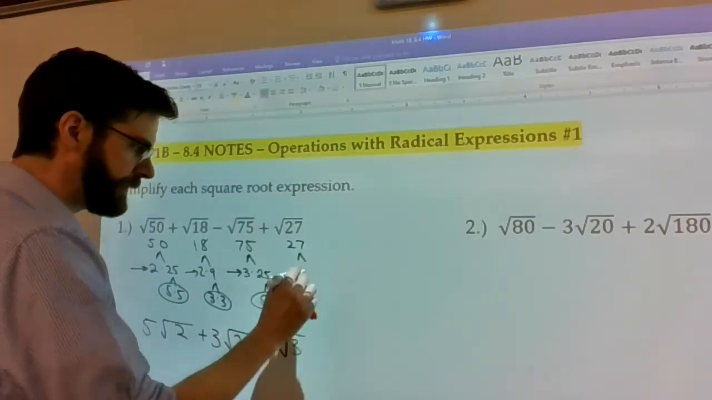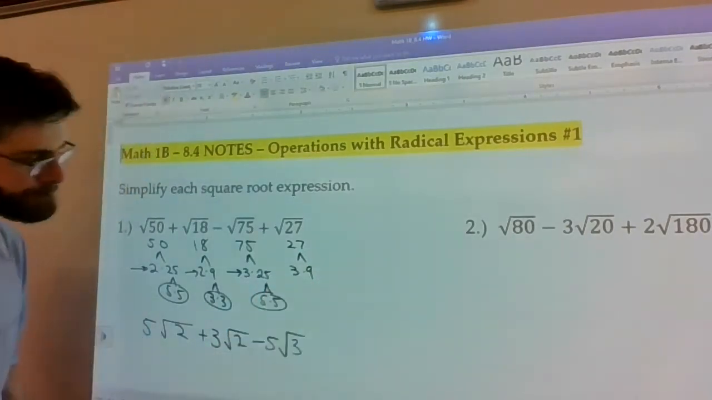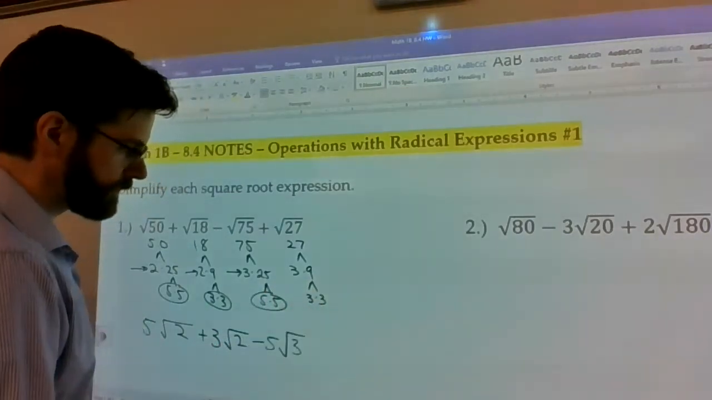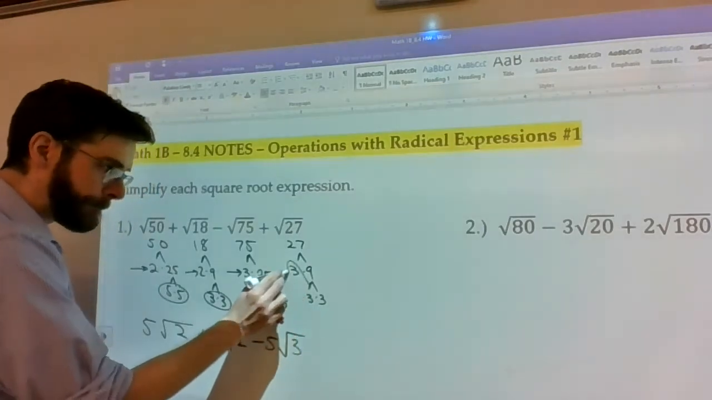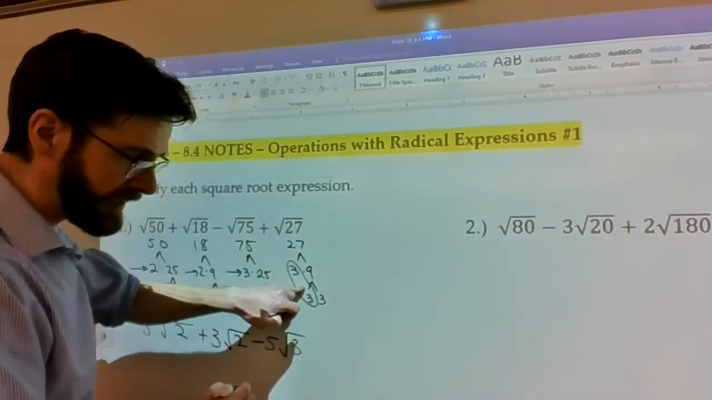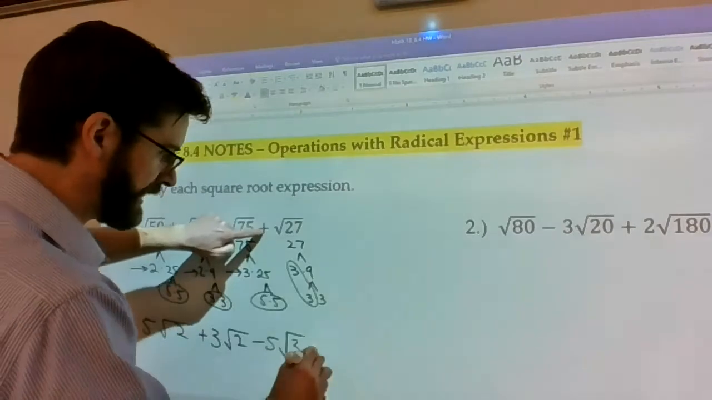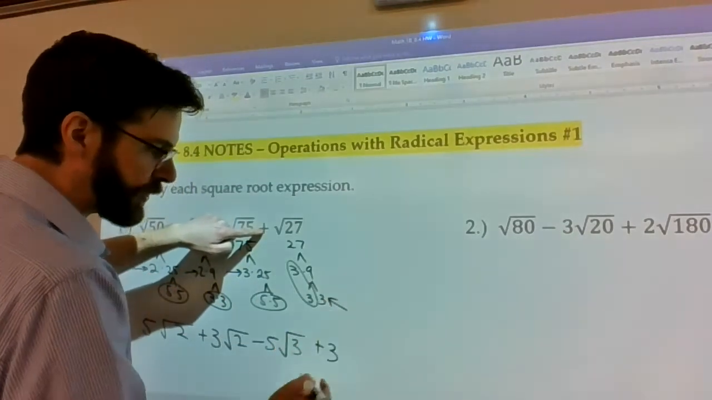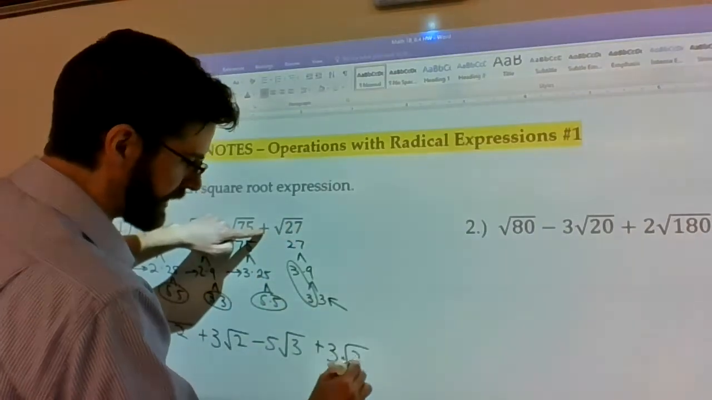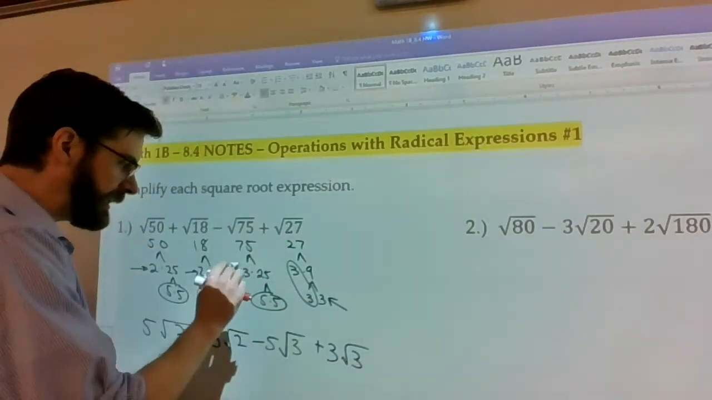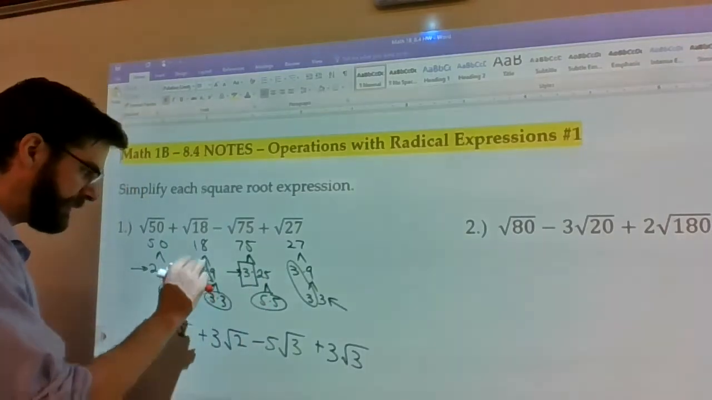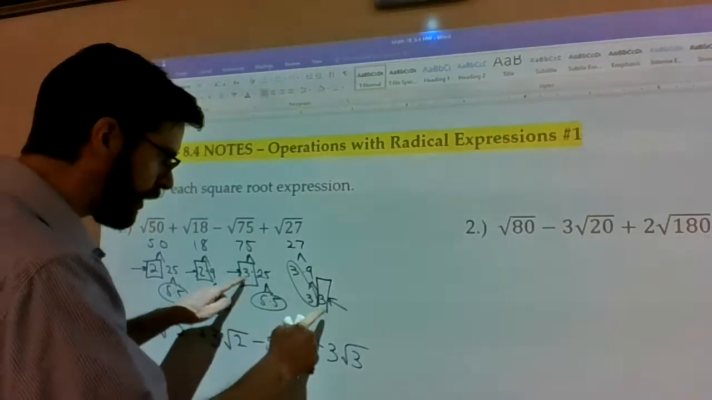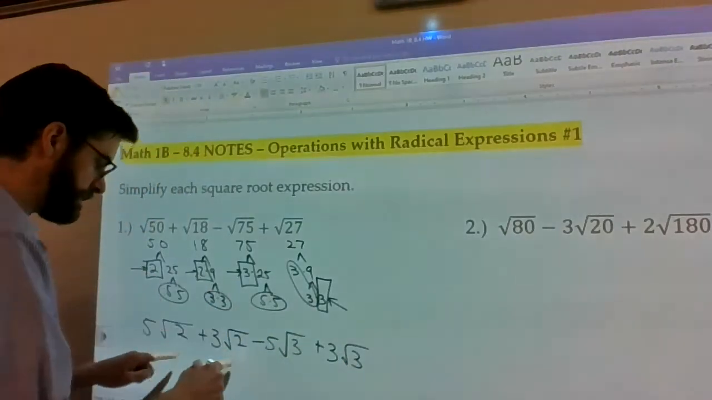And then 27, that's 3 times 9, which is 3 times 3. I can take a 3 out because of the pair there. It's going to be plus 3, and then this is going to be inside of the root, root 3. So notice, everybody who did not have a pair to take out is going inside of the root.